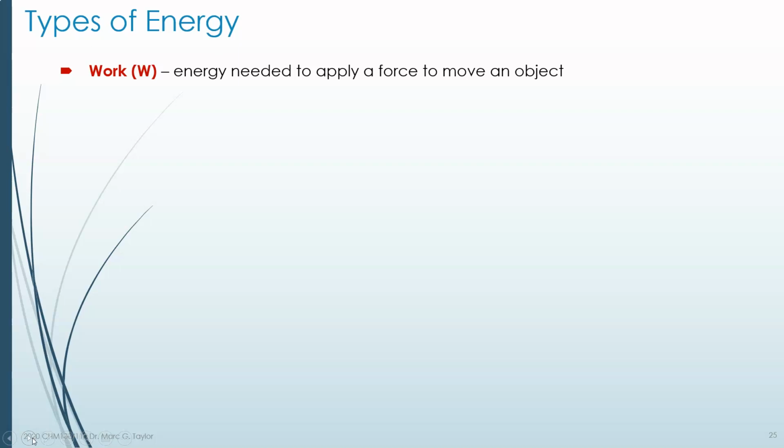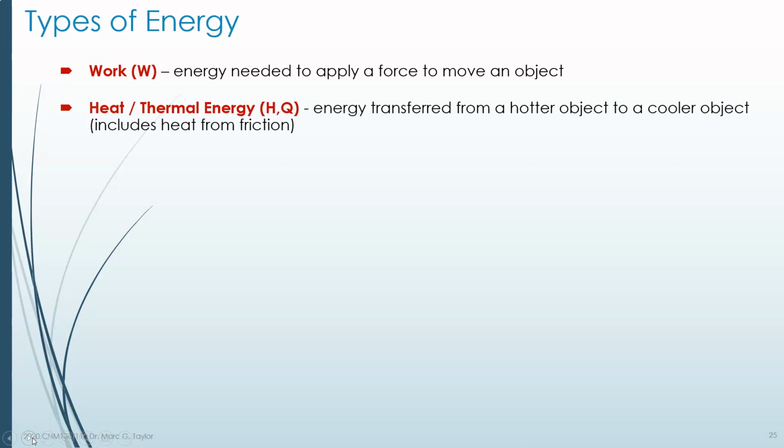So let's talk about some types. Work, as I already mentioned, is the energy needed to apply a force to move an object. Heat energy, also known as thermal energy, we abbreviate as Q or H. This is the energy transferred from a hotter object to a cooler object. This even includes heat from friction when we're moving something, say, on the floor and it's sliding along and warming up. That would be heat energy or thermal energy.